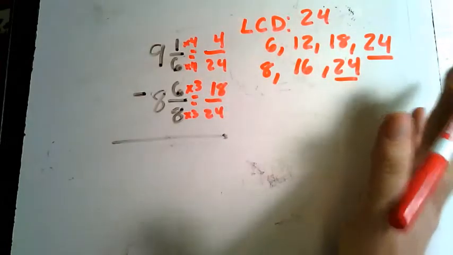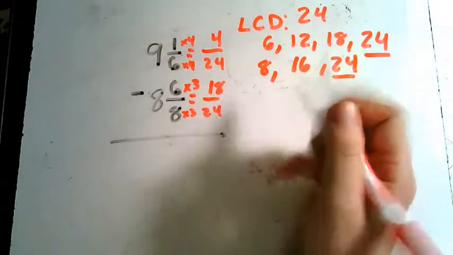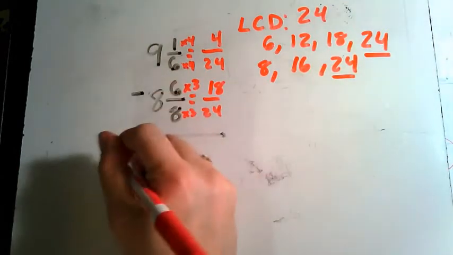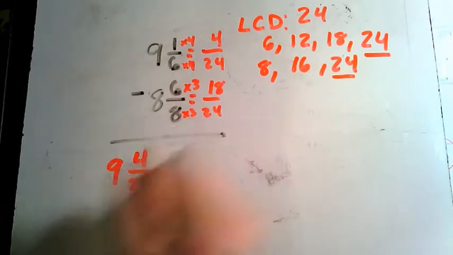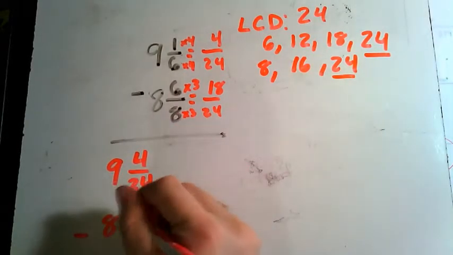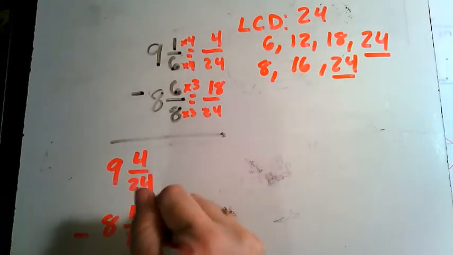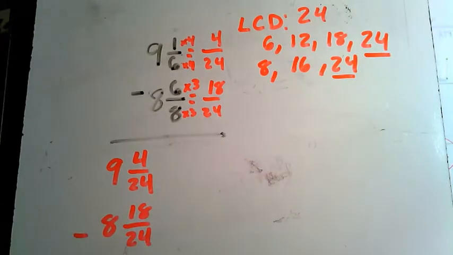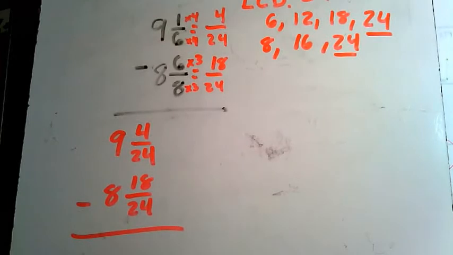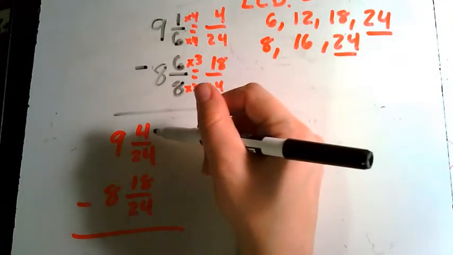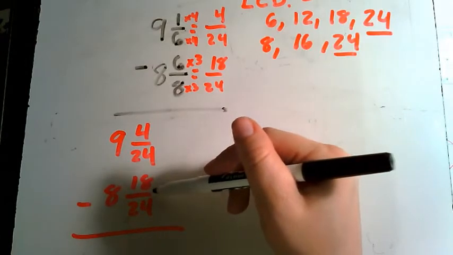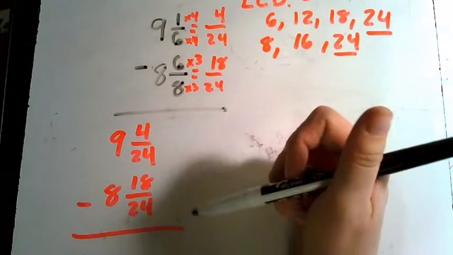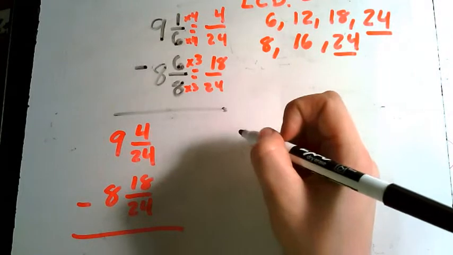So we've created new fractions with common denominators. I like to rewrite these because it helps me keep my math straight. So I'm going to come down here and rewrite this. 9 4/24 minus 8 18/24. Now, I can look from my denominators to my numerators. I can see that I have a 4 up top and an 18 on the second number. Well, 4 is smaller than 18. I cannot take 18 away from 4, so I know that I must regroup.